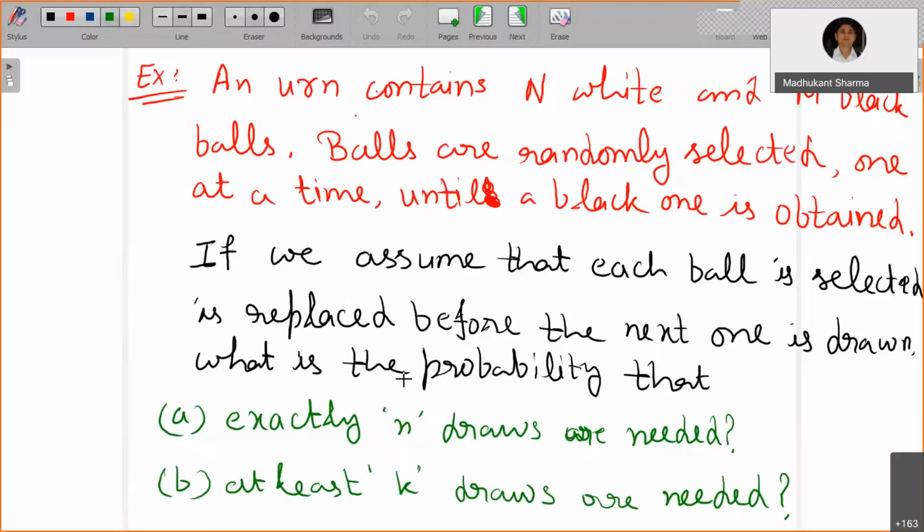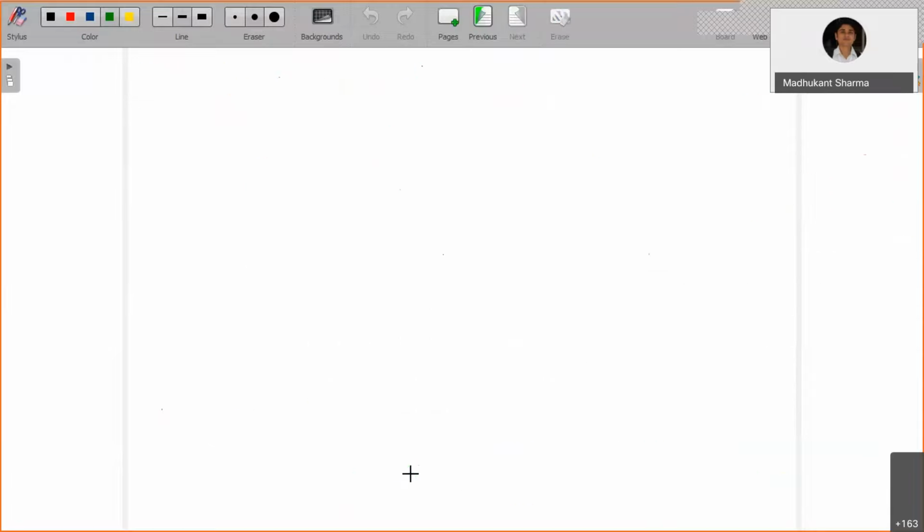Now, further, assume that each one selected is replaced before the next one is drawn. Means once you are taking, you are checking the color and putting it back. Then you will draw the next one. Then what is the probability that exactly n draws are needed, or at least k draws are needed?